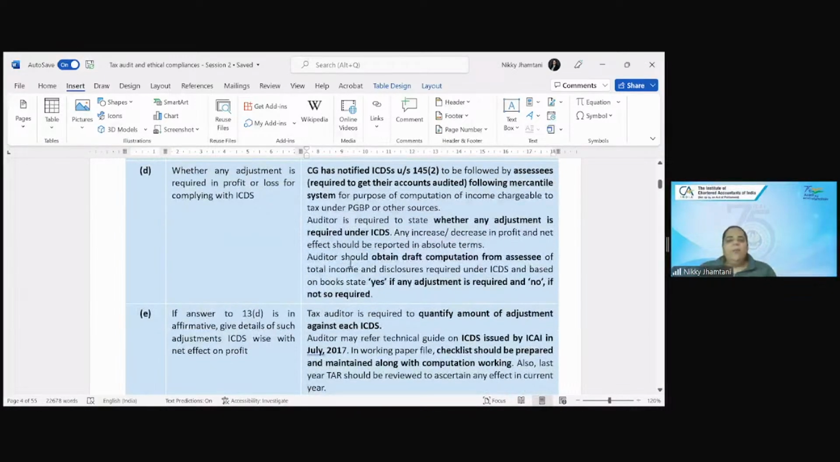So auditor is required to state whether any adjustment is required under ICDS. Any increase, decrease in profit and net effect should be reported in absolute terms. Auditor should obtain draft computation form from the assessee of total income and disclosures required under ICDS, and based on books state yes if any adjustment is required and no if not so required. तो उसको ड्राफ्ट कंप्यूटेशन असेसी से लेना चाहिए और उसको ये चेक करना चाहिए कि कोई एडजस्टमेंट रिक्वायर्ड है आईसीडीएस में या नहीं रिक्वायर्ड है, एंड अकॉर्डिंगली ही विल राइट yes or no.